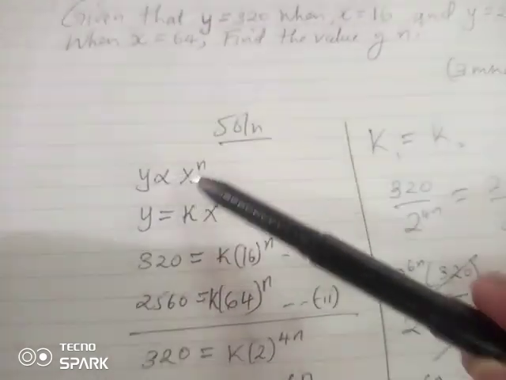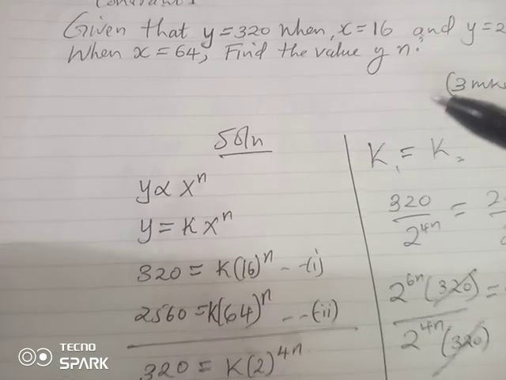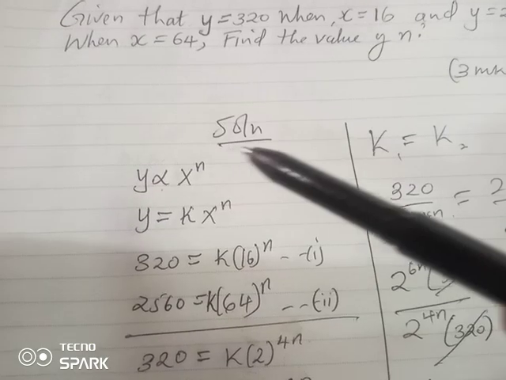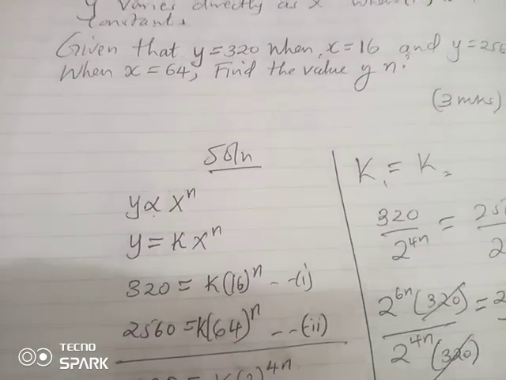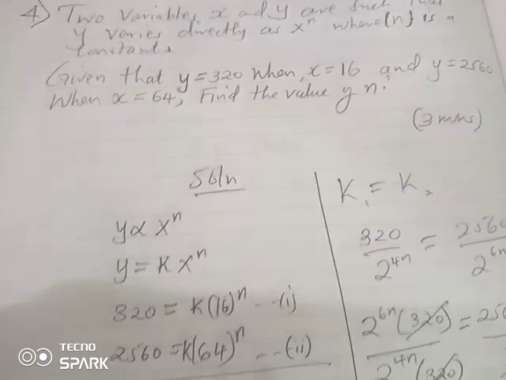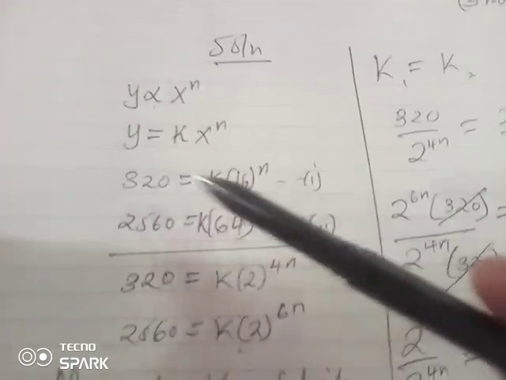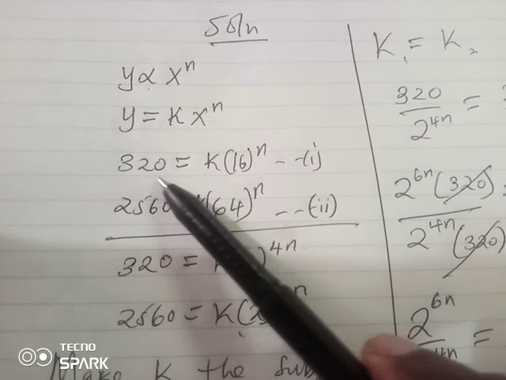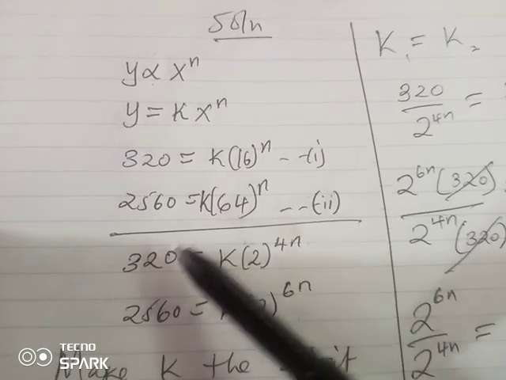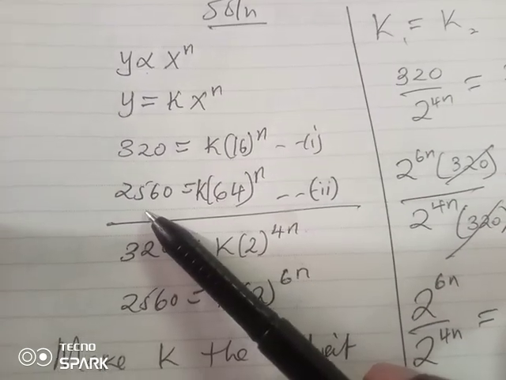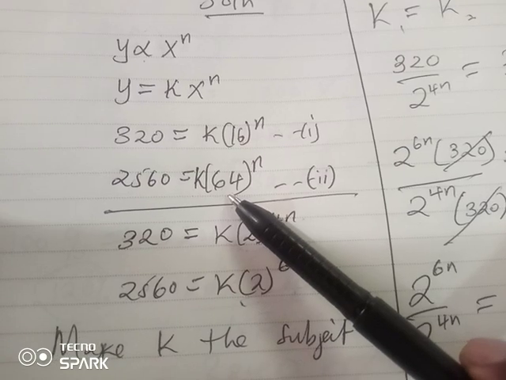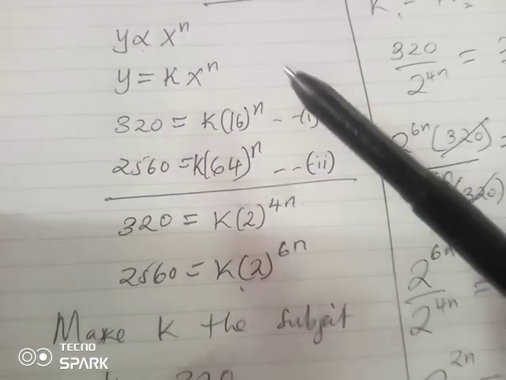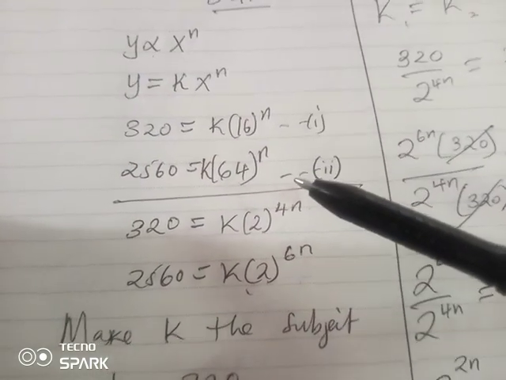The first thing I've said, we formulate the correlation, and therefore we introduce a constant so as to do away with the correlation sign, or the proportional sign. So having a constant k, we substitute. In the first case, y is 320 when x is 16. In the second case, y is 2560 when x is 64. Looking at these questions, they look very unique, and therefore we have to be very critical.